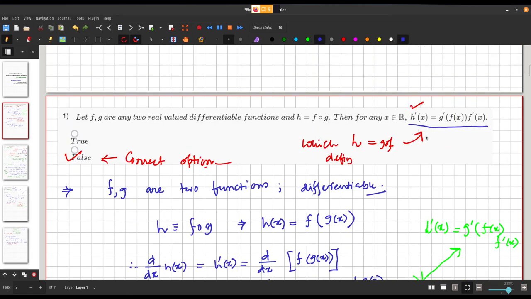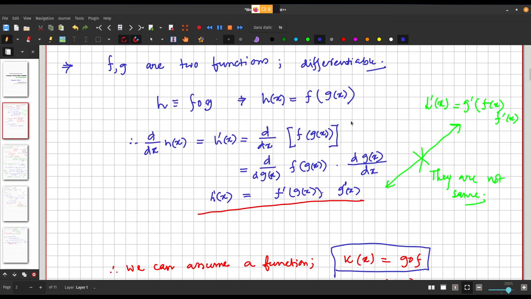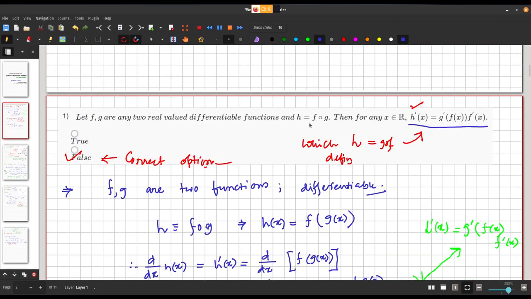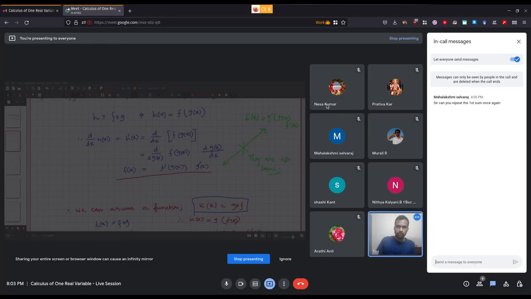So this was probably a tricky question. So that's why I wanted to explore the other possibility also. Is this okay with you? Or do you want me to explain any further?